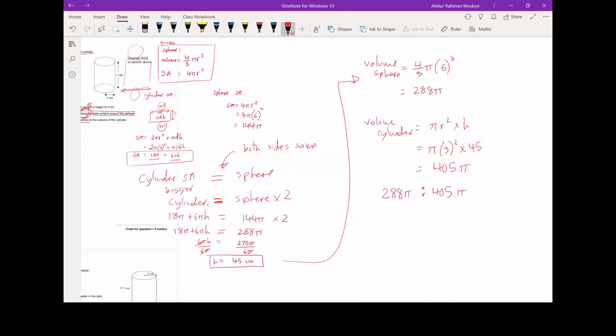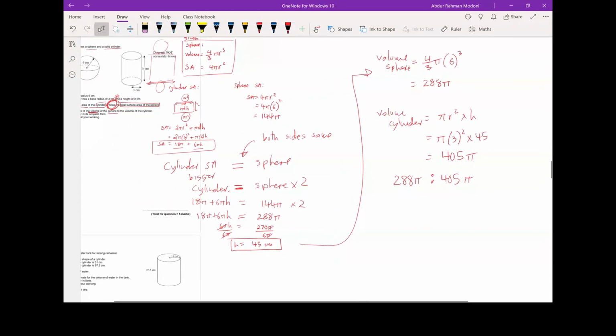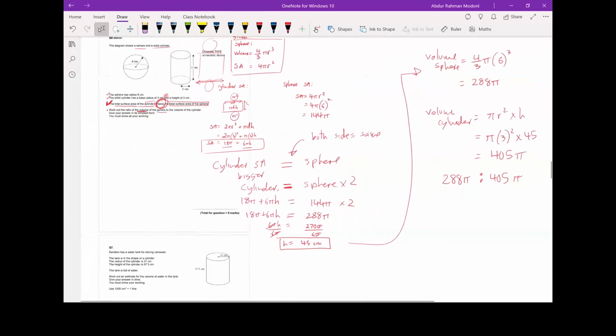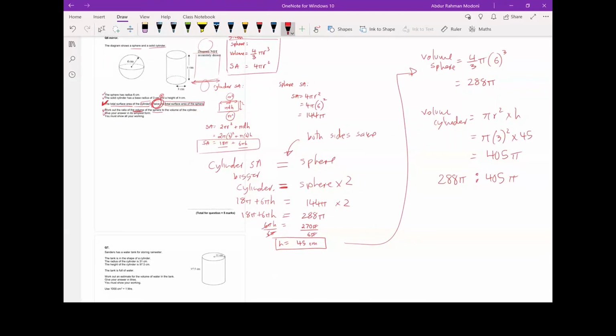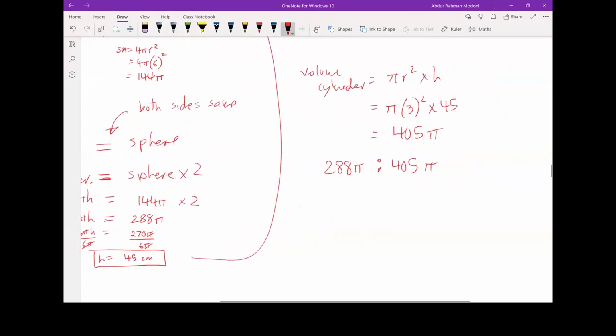Now when you've got a ratio, we need to write it in its simplest form, and it says that in the question as well: give your answer in simplest form. So we need to figure out what we can divide both of them by. Okay, so 288, we'll just try different numbers. I think they both divide by 3. Yep, they do both divide by 3.